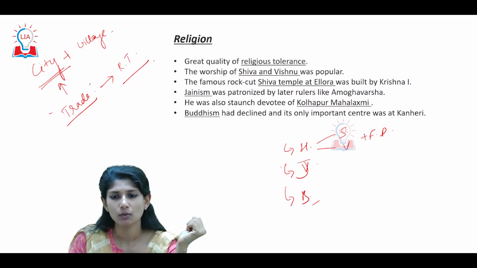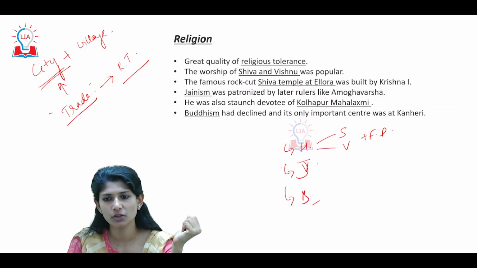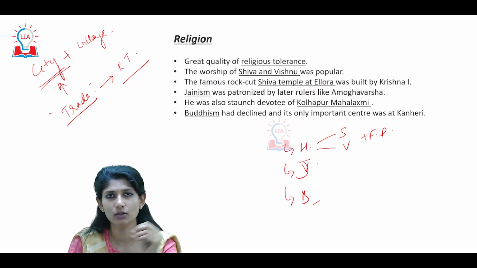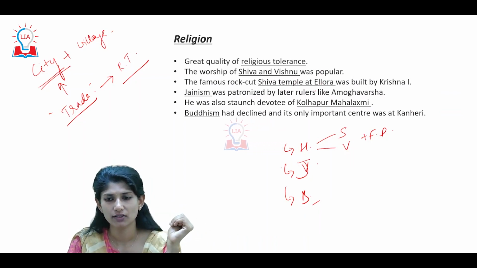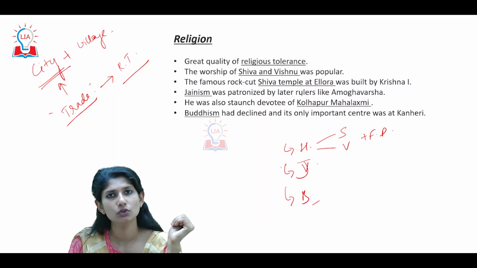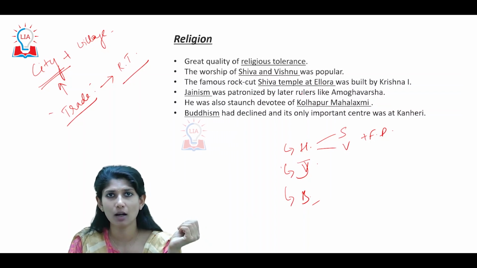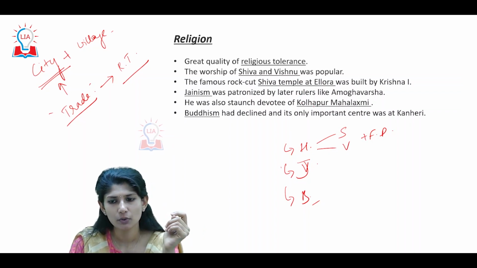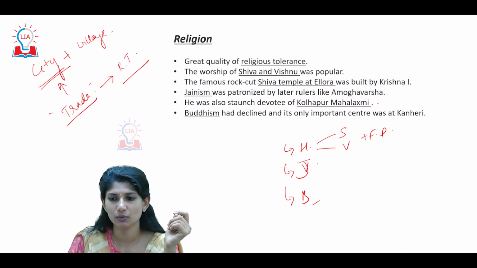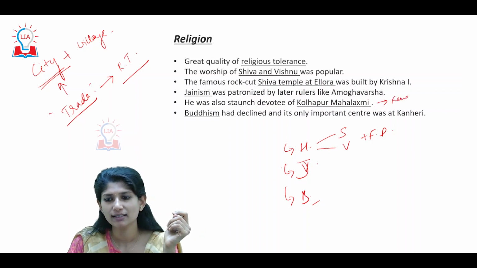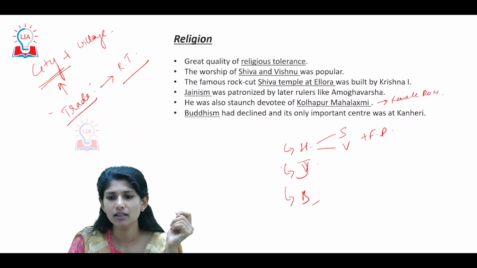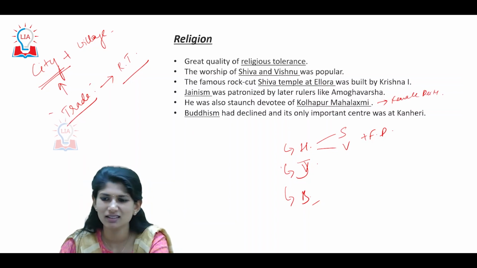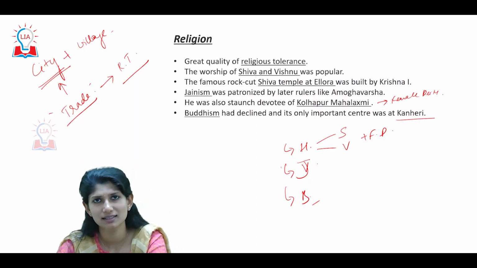Alright. Now, look at this. We see Shiva and Vishnu both were worshipped. Also, the Shiva temple in Ellora can be attributed to the Rashtrakutas. Jainism was also patronized by kings such as Amogavarsha. Now look at this. He was a staunch devotee of Kolhapur Mahalakshmi. This is where we spoke about the female deity. Buddhism had only one center, and that was in Kanheri, somewhere on the decline.